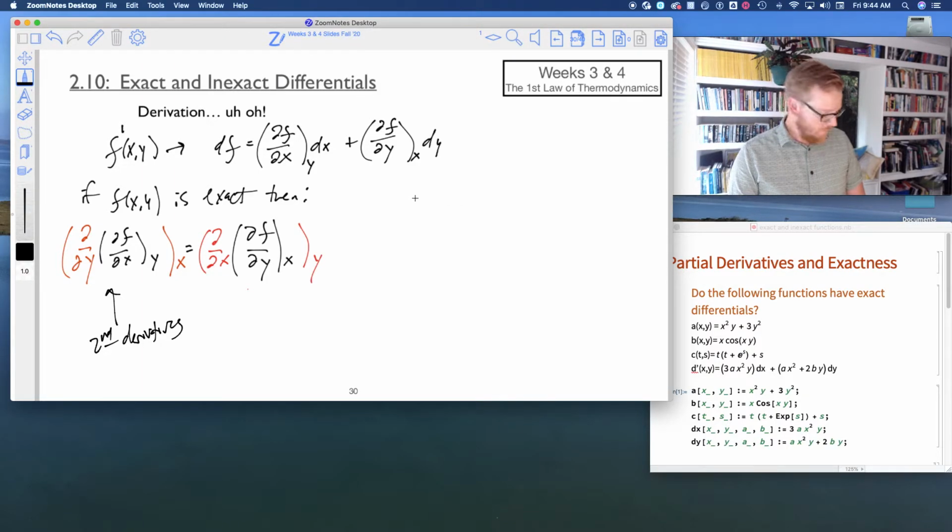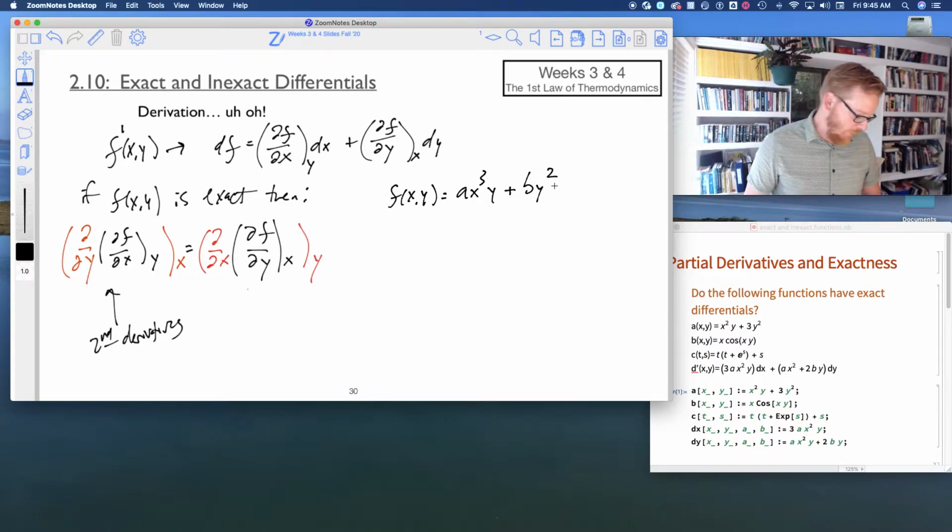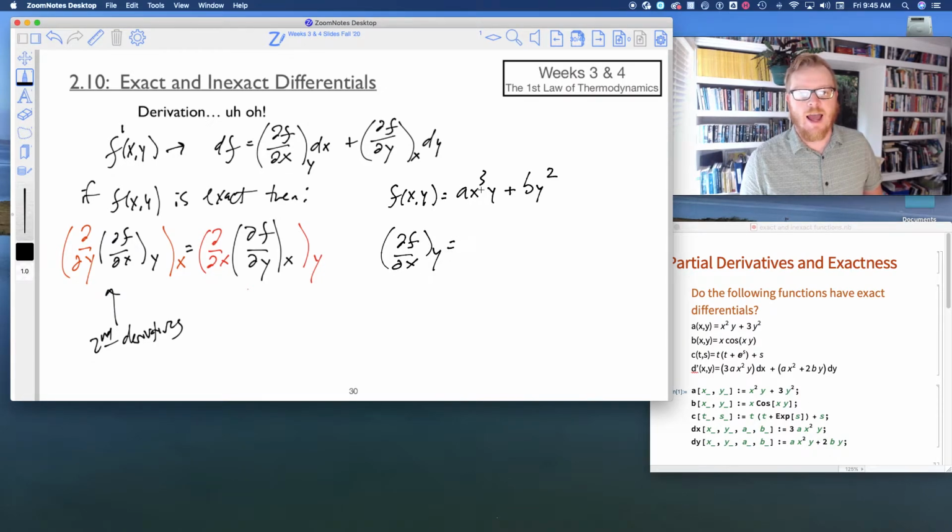example. Suppose that I have, let's see, here we go. So let's write the function. Suppose I have a function f of x, y equals a x cubed y plus b y squared. Okay? So if I now take the first derivative of f with respect to x at constant y, that is going to give me 3a x squared y, and that's it, because y is constant, so that part drops out.